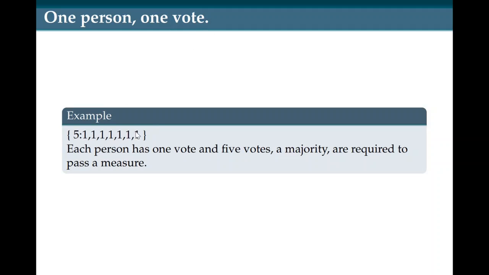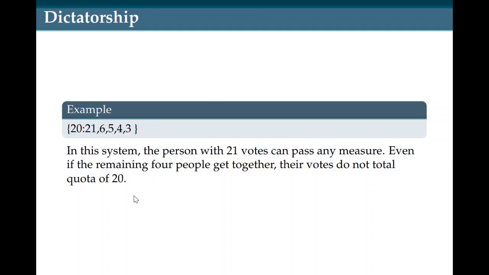So let's consider the weighted voting system here. This means that each person has one vote. 5 here is the quota, and that is required to pass a measure. Another voting system is called dictatorship.